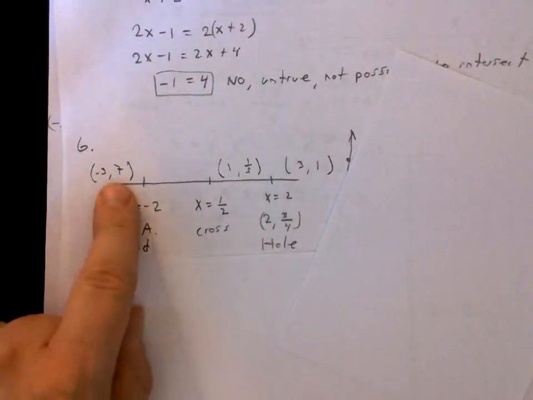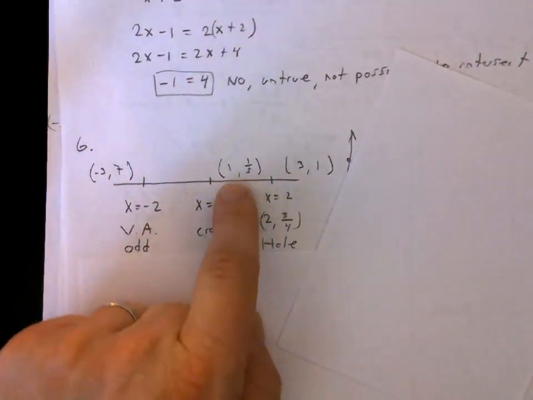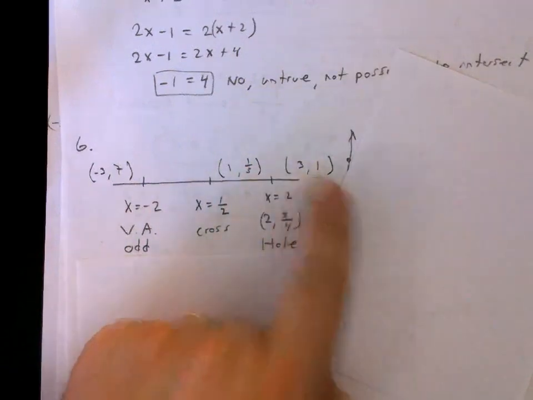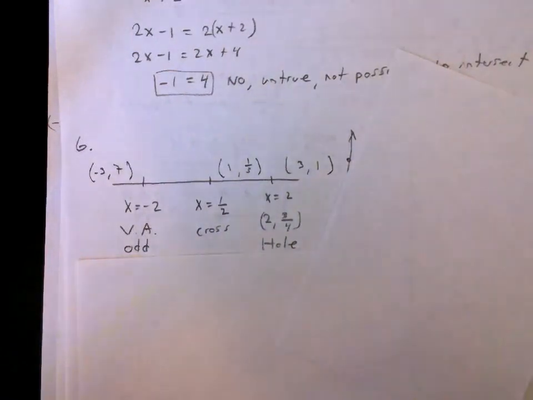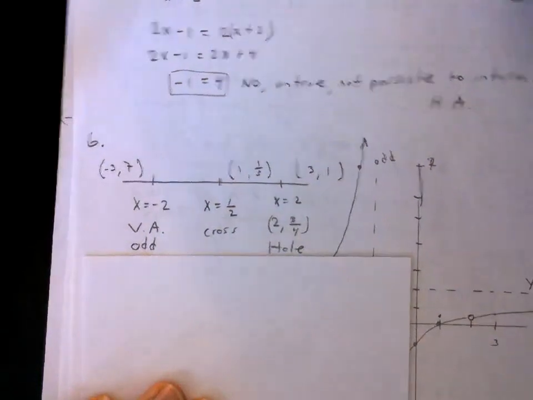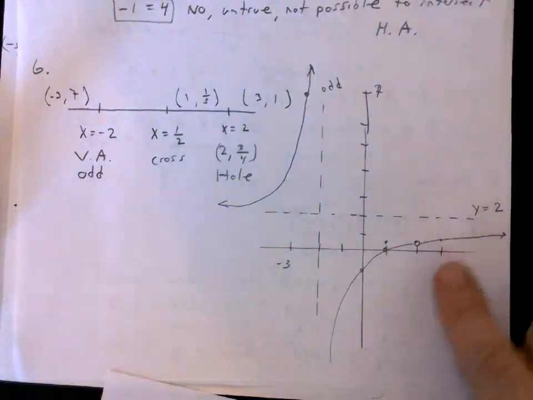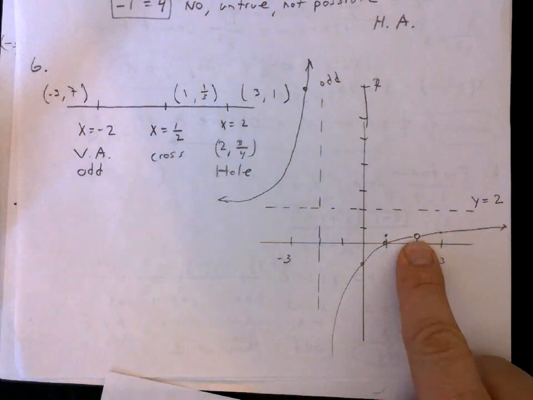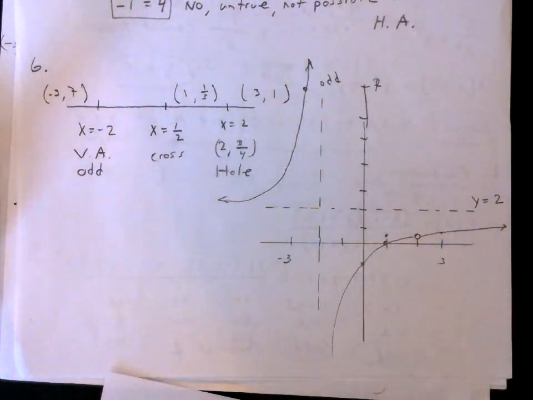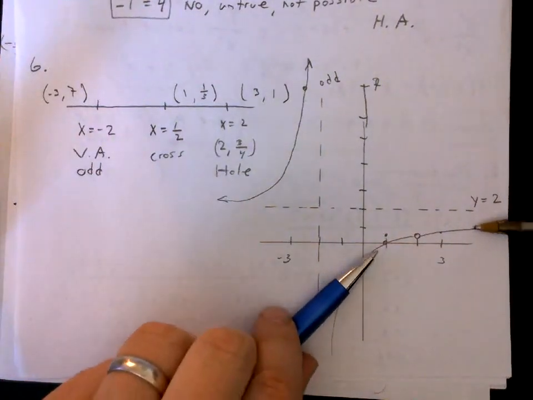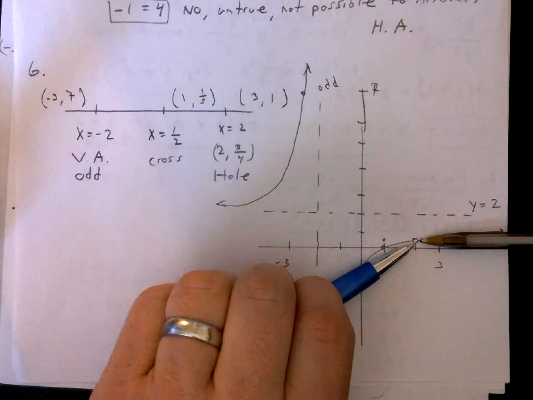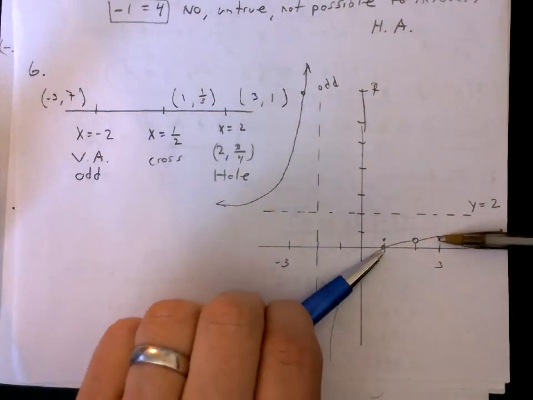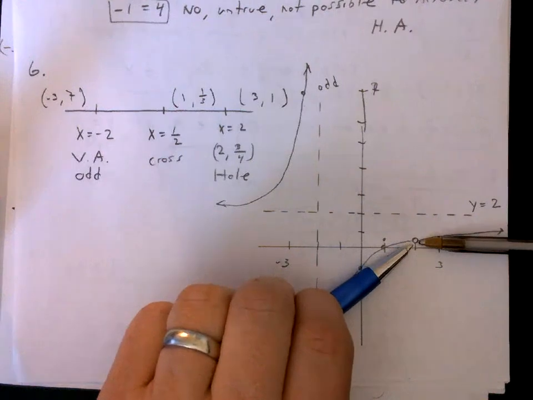So here we go. At -3, we get 7. If we plug in 1, we get 1/3. If we plug in 3, we get 1. Now the more numbers you put on there, the better your graph is going to appear. And after you plug all that in, you get this, and you can kind of see the hole right there. That's your hole. So in calculus, we're going to look at what we call limits. As you are approaching that hole, you don't really get there because there's a hole.